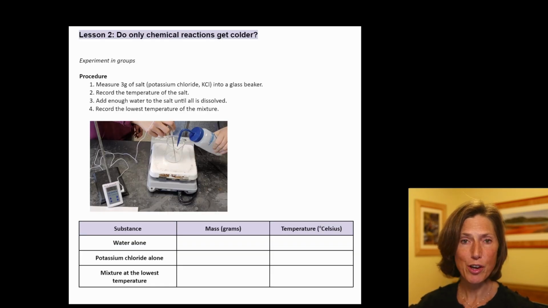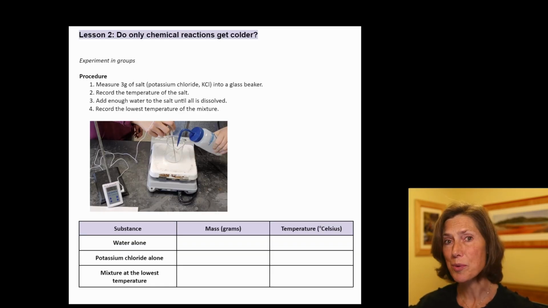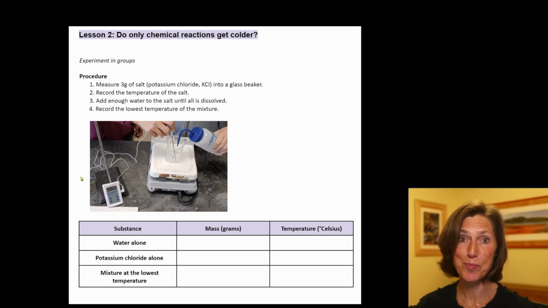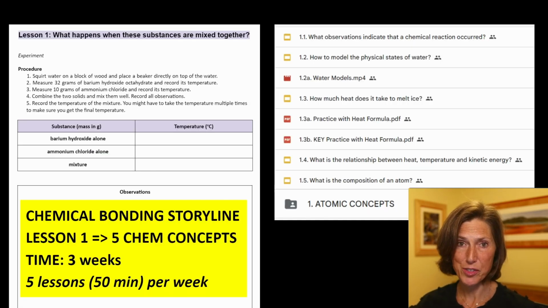Here you see an image of the student handout, highlighted with images taken from my own classroom. To give you an idea where we are in this sequence, the first lesson was what happens when these substances are mixed together. During that first lesson, I covered 5 chemistry concepts. It took me 3 weeks to cover it. And just so you know, at my school, 5 lessons take about 50 minutes per lesson per week.